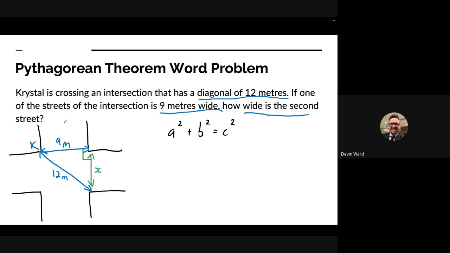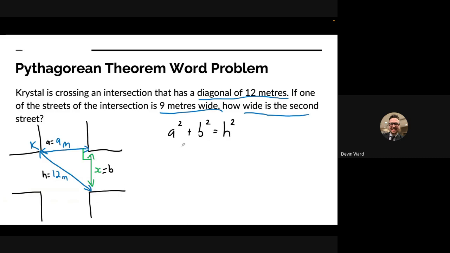Make sure, if you haven't done so already, to copy down the diagram because it helps you visualize a problem and it'll help you get the answer. Sorry, a squared plus b squared equals h squared. So let's find out what's our hypotenuse, what's our a, and what's our b. Well, the side that goes corner to corner is going to be the biggest side length. It's also across from the right angle. So 12 meters is our h. And then either of these can be a or b. This time let's make x b, and we'll make 9 a.